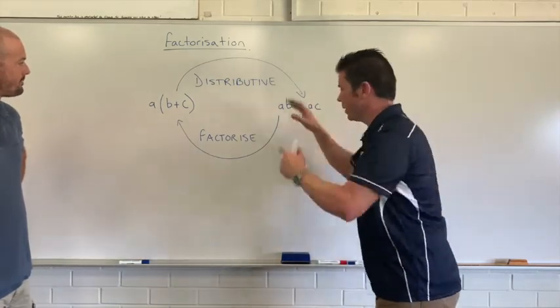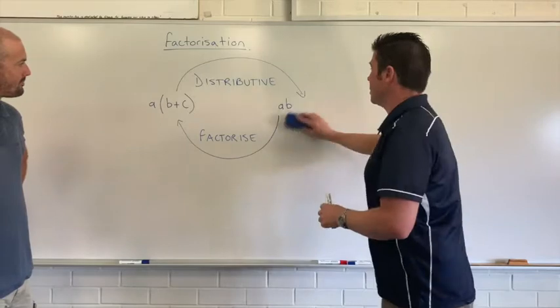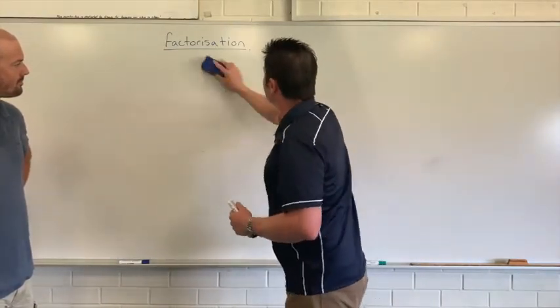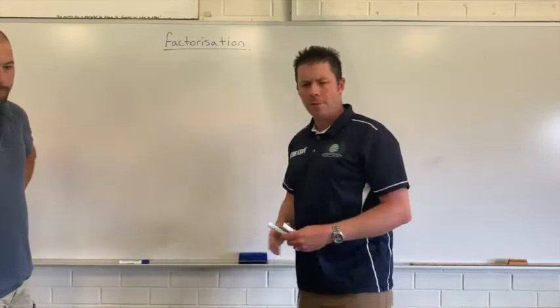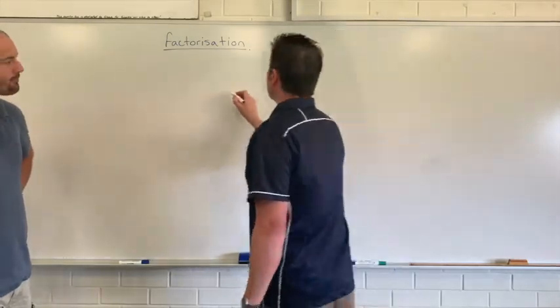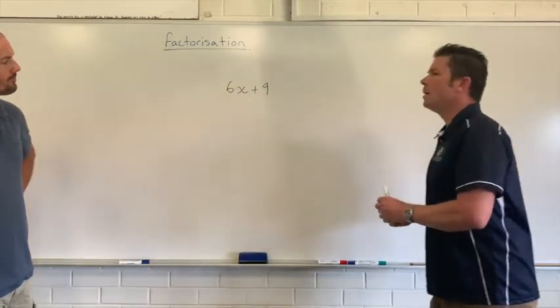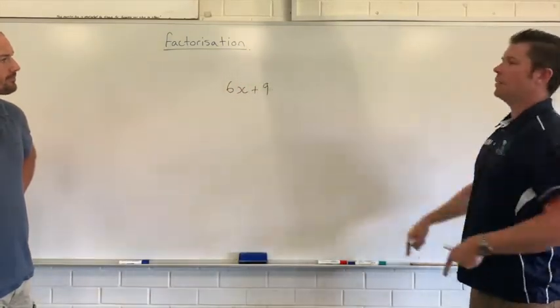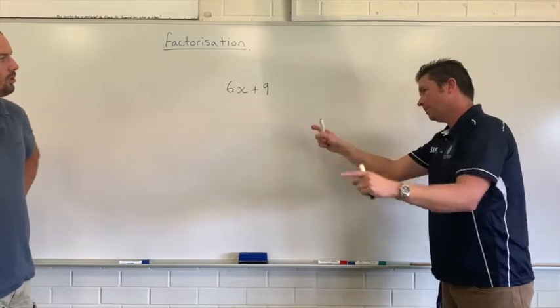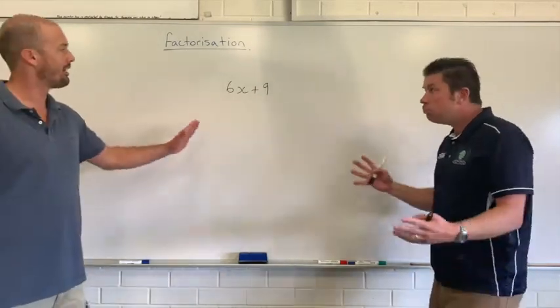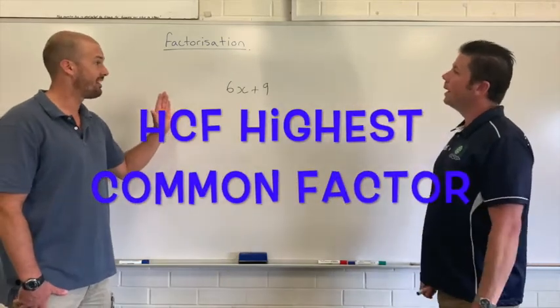So today we're going to be looking at factorisation. I'm just going to rub this off in the traditional fashion. We might look at something from the book, 6x plus 9. How do we factorise that? What are we looking for? I'd be looking at the old HCF.